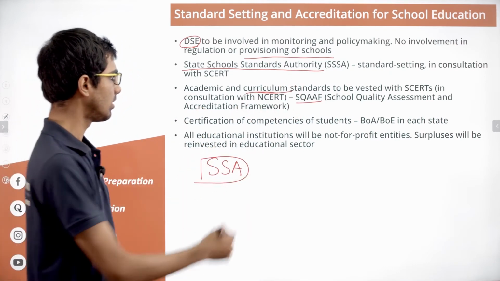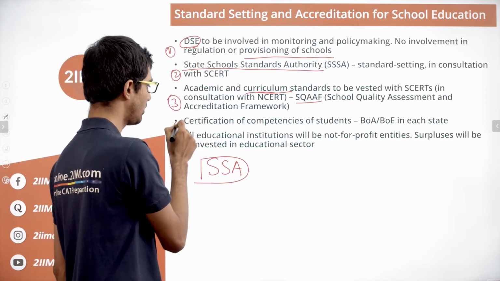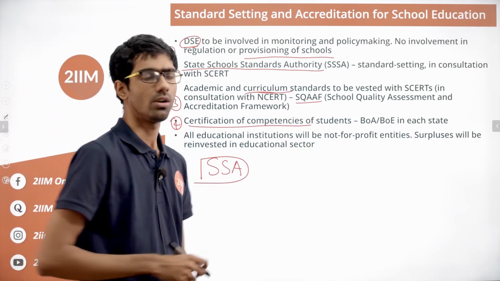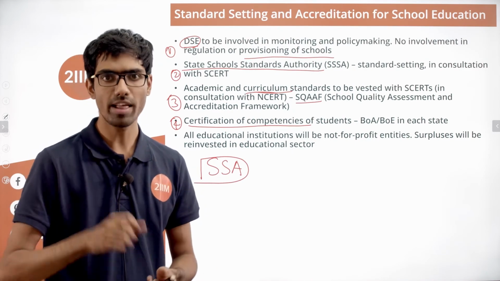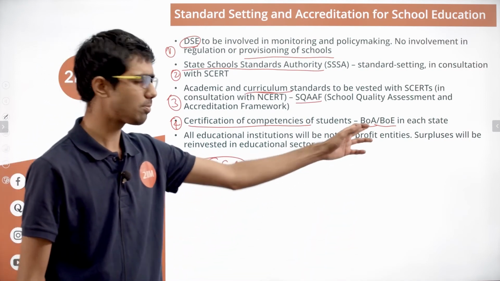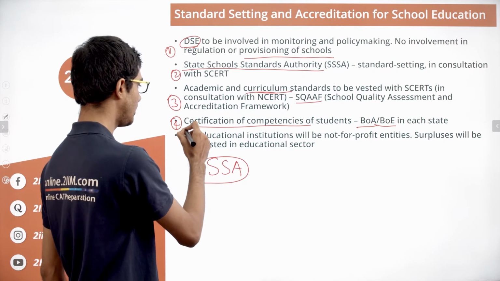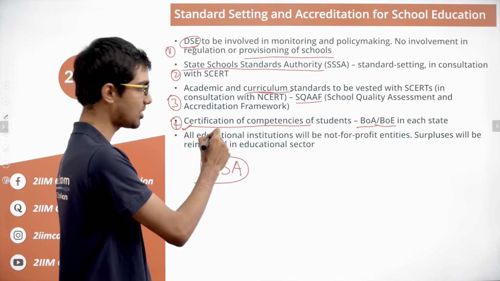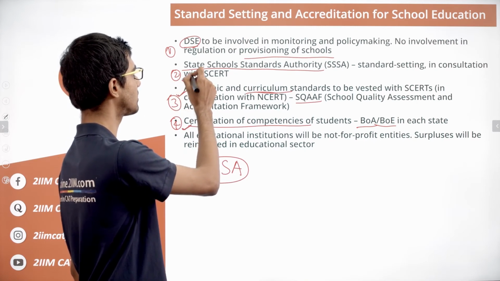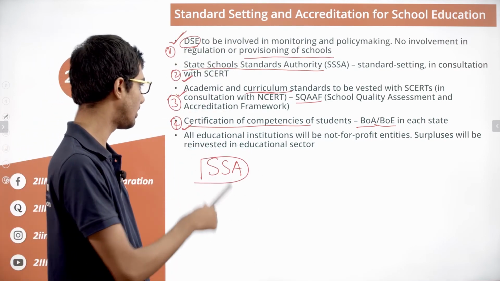So next, the fourth component. We have seen 1, 2 and 3 bodies so far, and this is the fourth one. Certification of competencies of students. Basically, this means when we write an exam, who issues the mark sheet, who validates our performance. That is going to be taken by BOA or BOE in each state. BOA is Board of Accreditation, BOE is Board of Examination. So essentially these are more on the lines of examination. These are more on the lines of teaching and curriculum. This is more on the lines of school setup and infrastructure. This is more on the lines of what the policy looks like. So this is the kind of broad separation that the policy puts forth.